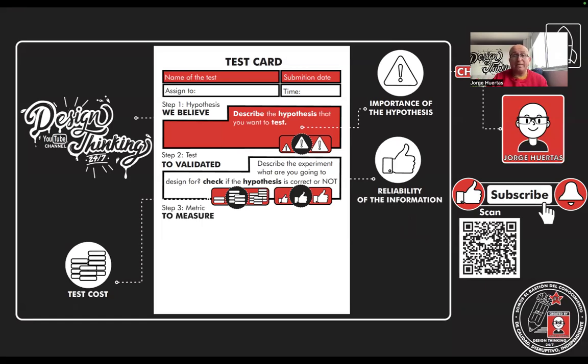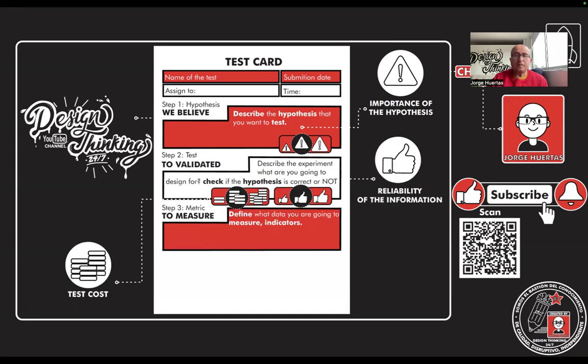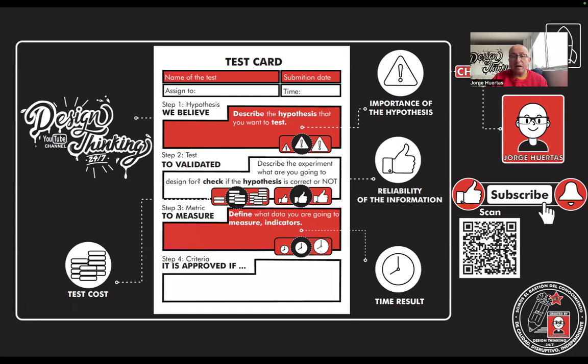The third step is the metric to measure. So the idea here is to define what data you are going to measure and which are the indicators. And of course, how much time it's going to take to develop the test.